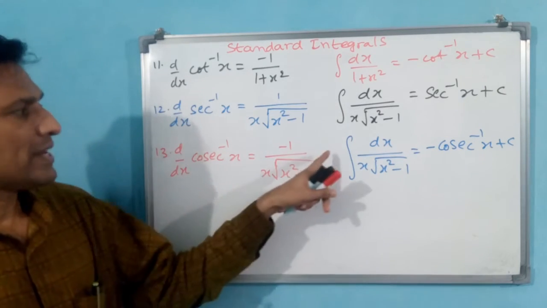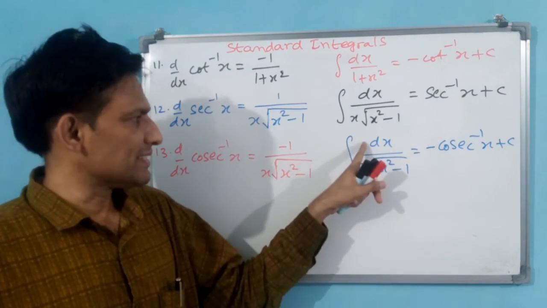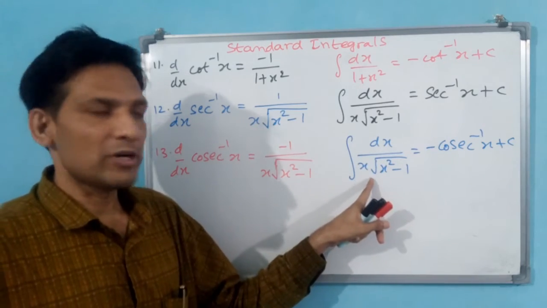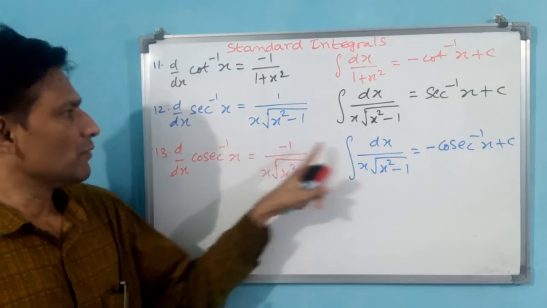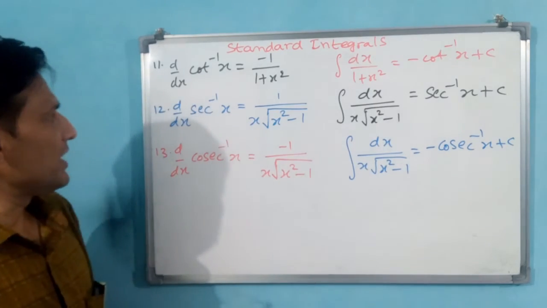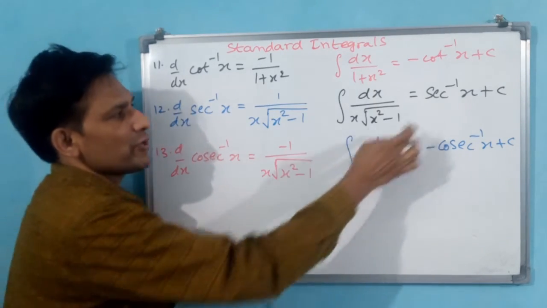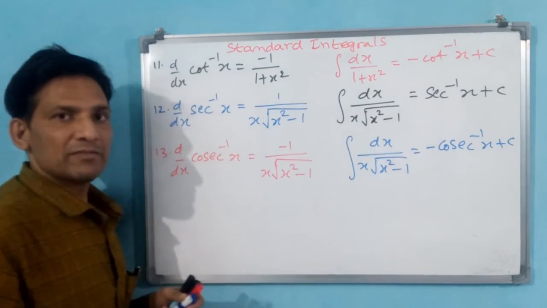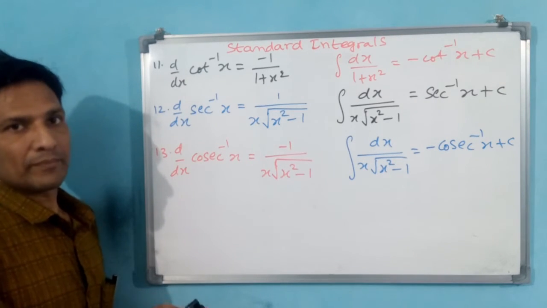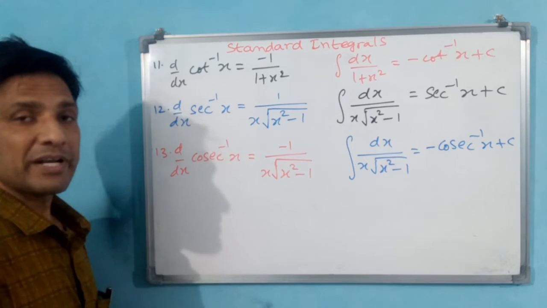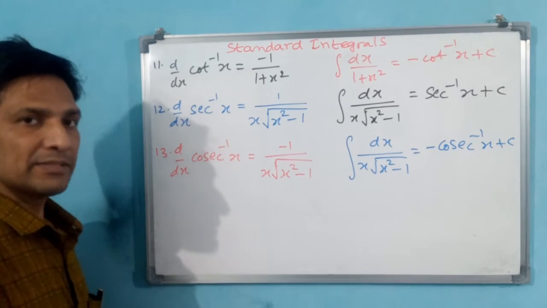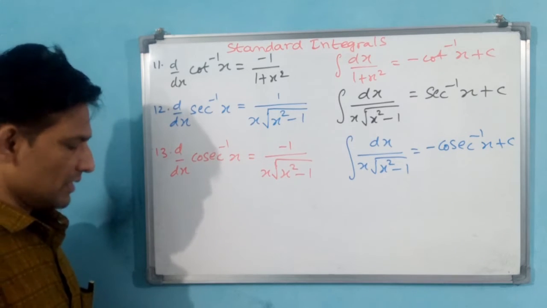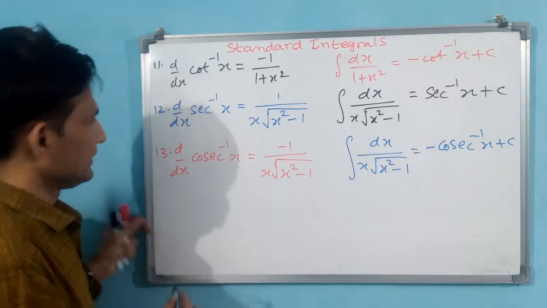Why? If you want, you can multiply with minus 1. Minus 1 by x into root of x square minus 1 is equal to minus cosecant inverse x if you multiply. That means for only one result you can write secant inverse x or minus cosecant inverse x. Okay, now trigonometry is over. Then we go for e power x, log x, a power x. Three are there. First we see log x.